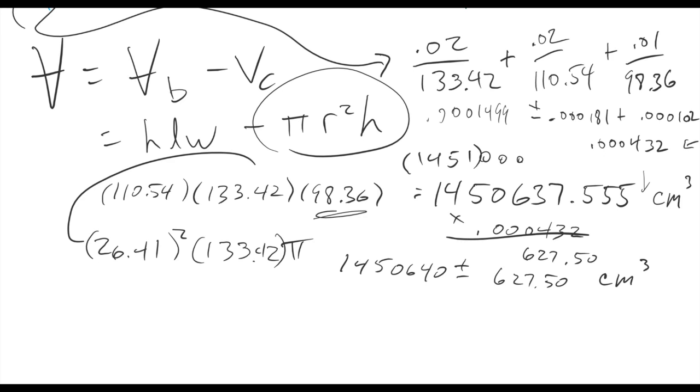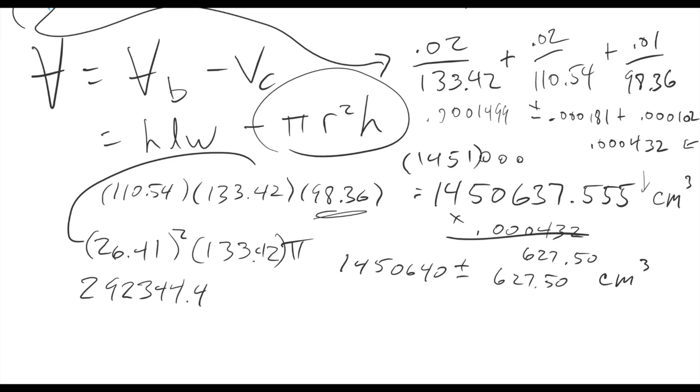Multiplying that by 26.41 times 26.41, and then multiplying that by 133.42. My total number is 292,344.4.